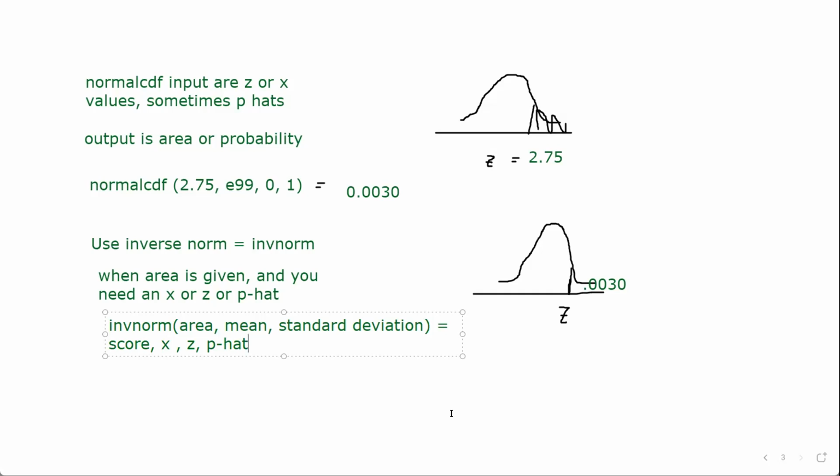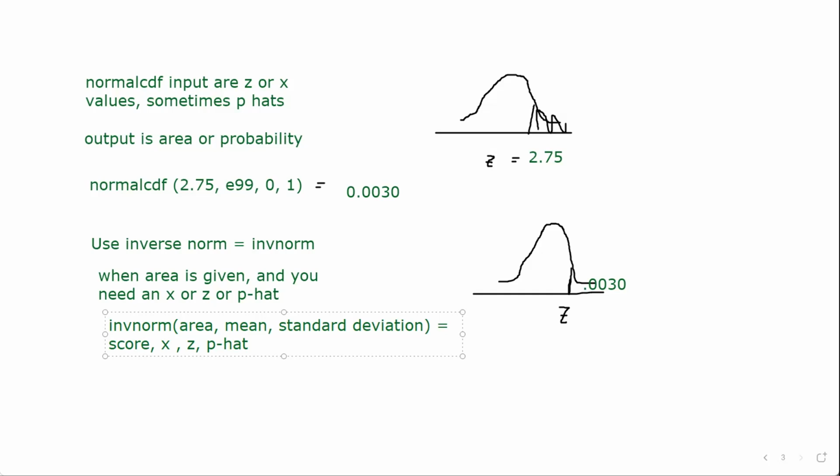Now, how does it look? Let me show you here, and then I'll go back and point out something else. If I go to second distribution and go to inverse norm on this screen, this is number 3, it's asking me for an area. Let's say I give it 0.997, because I gave it 0.003.